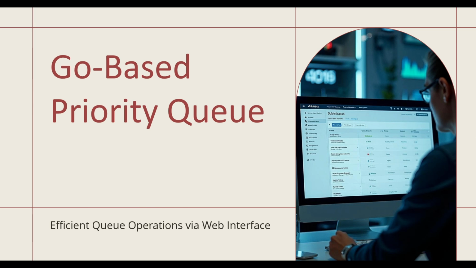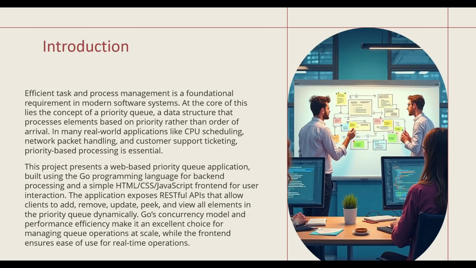This project outlines the development of a Golang-based priority queue system ensuring efficient queue operations. For efficient task and process management in modern software systems, we require a priority queue. It is a type of data structure that processes elements based on a certain priority instead of order of arrival, such as FIFO systems.